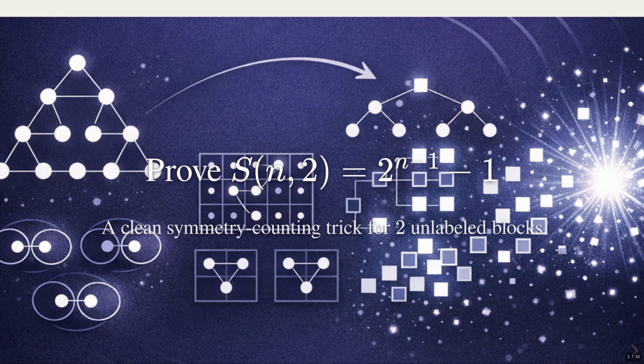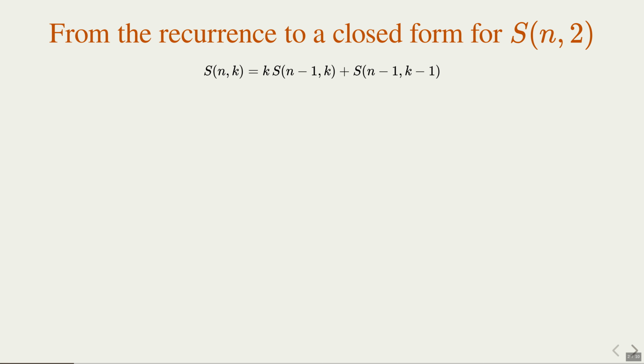Today, we will prove a neat formula for partitions into two unlabeled blocks using a simple counting trick and a quick recurrence check. In the last lecture, we learned Stirling numbers of the second kind count set partitions, and we got a powerful recurrence. Today, we will use a totally different tool, a direct counting trick that produces a surprising closed form for the case of two blocks. By the end, you will be able to explain why a partition count turns into a power of 2 minus 1, and you will see a technique you can reuse. Label first, then unlabel by symmetry.